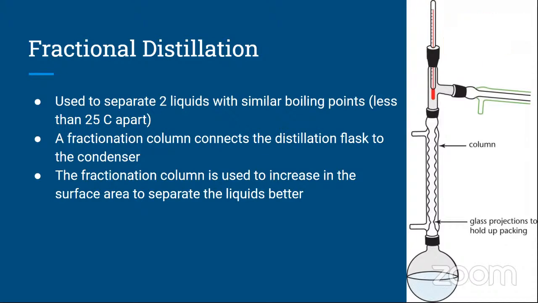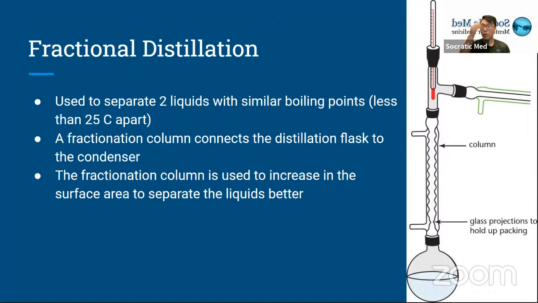What's the purpose of having an increased surface area? It's to separate the two liquids with similar boiling points. The increased surface area will force the liquids to evaporate and condense, and then evaporate and condense over and over again instead of just boiling and then reaching the top of the condenser. In simple distillation, it only needs one round of evaporation to reach the top. So fractional distillation uses the fractionation column to separate the two liquids with similar boiling points.